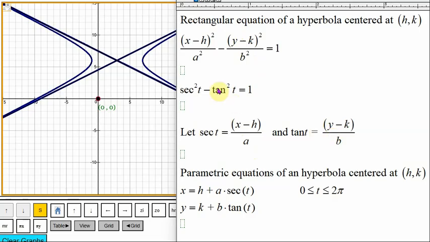And then we have secant squared minus tangent squared is equal to 1. And then from here, solve for x. Then we get x is equal to h plus a secant of t. And then here, solve for y. Then we get y is equal to k plus b times tangent of t.